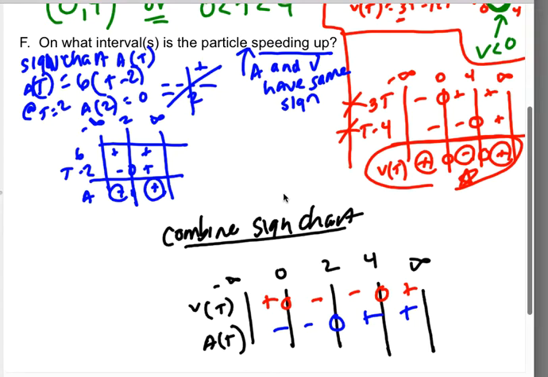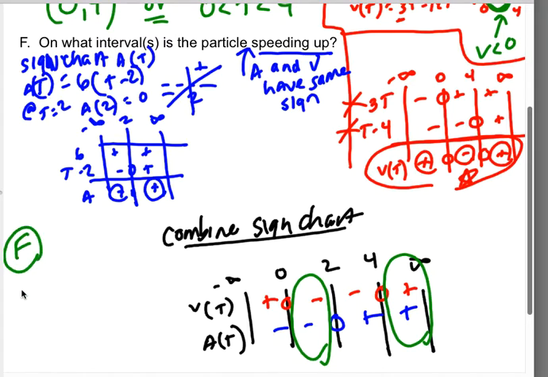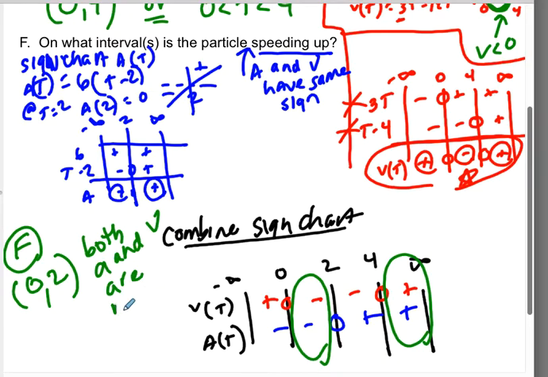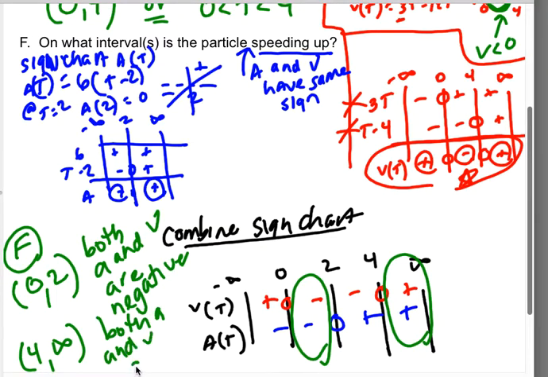So I was asked, where is it speeding up? Well, that means where the signs are the same, right? So those are my answers. My answer to F is on the window from 0 to 2 because both A and V are negative in that window, and also from 4 to infinity because both A and V are positive. Kind of ran out of space.